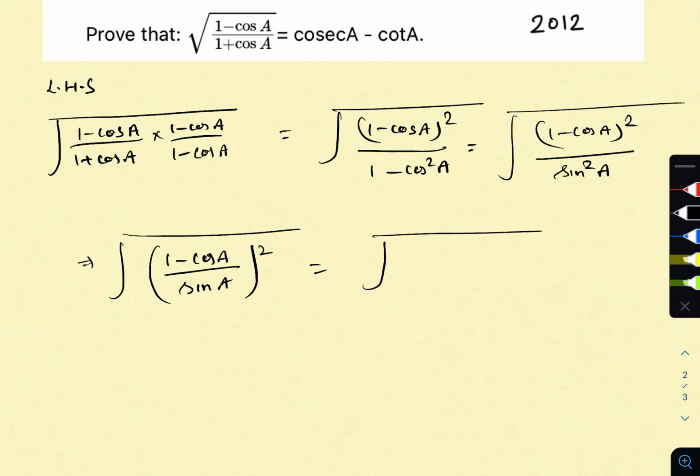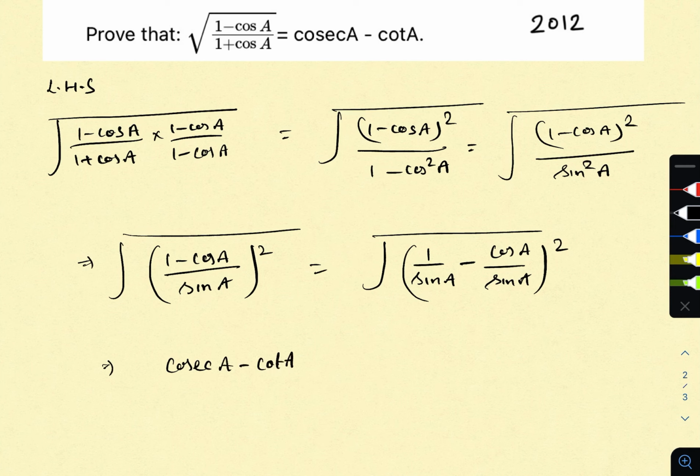Now separate the term, so it will be (1 upon sin A minus cos A upon sin A) whole square, and this thing will convert. Now here also you can cancel the square root with the square, so we will be having only 1 upon sin A, that will be cosecant A minus cot A. So this is our right hand side, and hence proved, this is the answer.